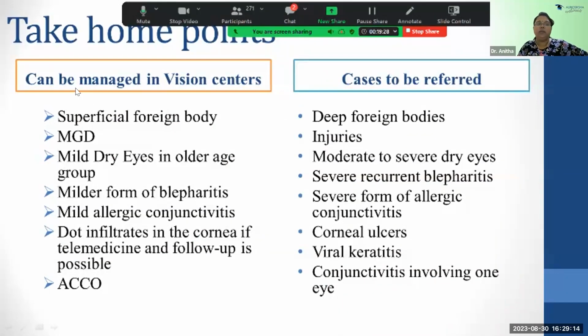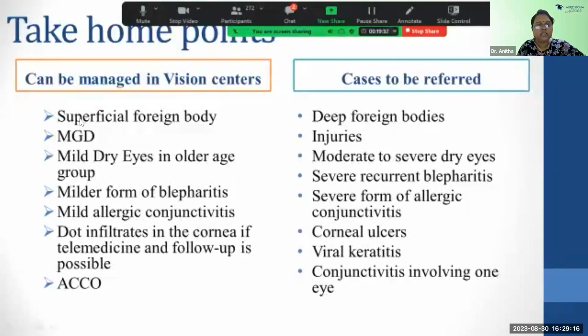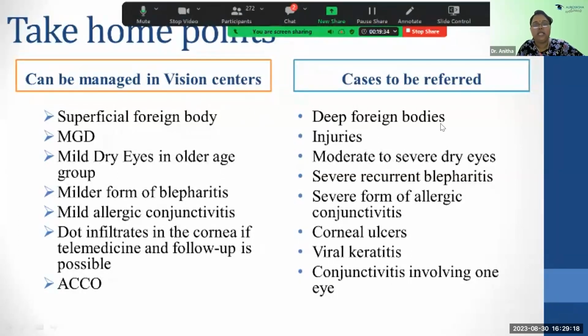Who are the patients who can be managed in the vision centers? Superficial foreign bodies and not deep foreign bodies. Meibomian gland disease, mild dry eyes in old age groups, milder forms of blepharitis, milder allergic conjunctivitis, dot infiltrates in the cornea if telemedicine and follow-up is possible, and acute catarrhal conjunctivitis.